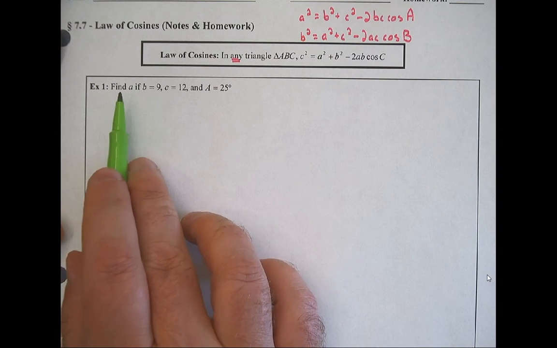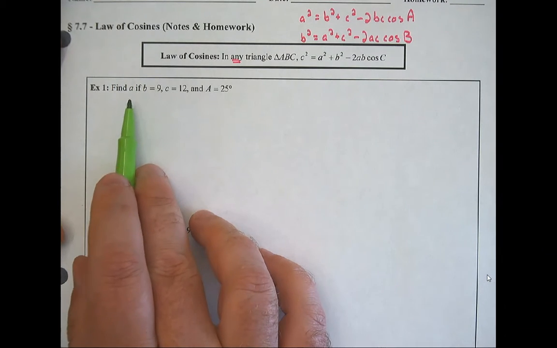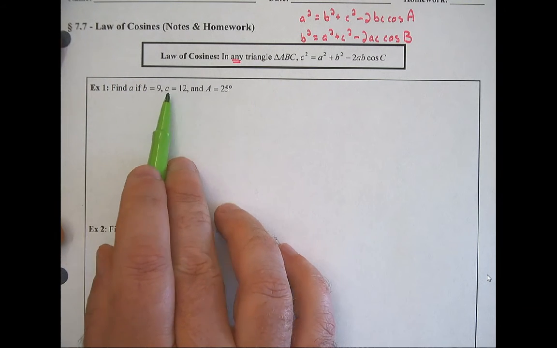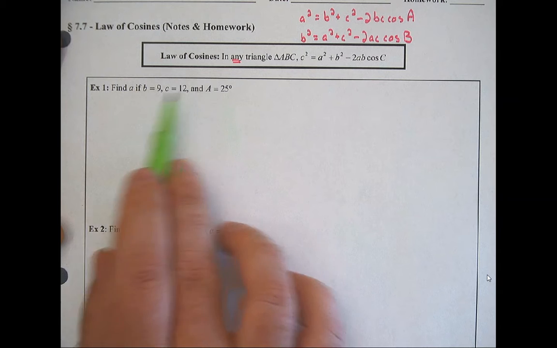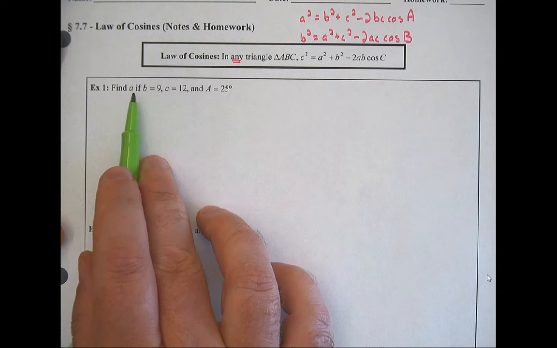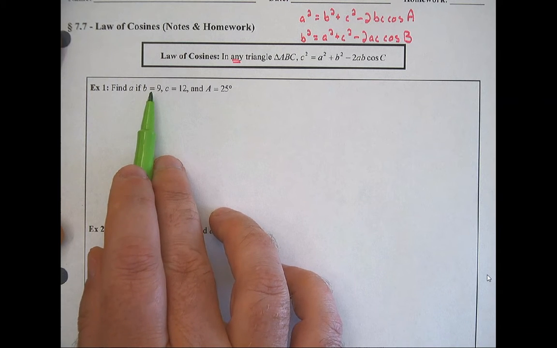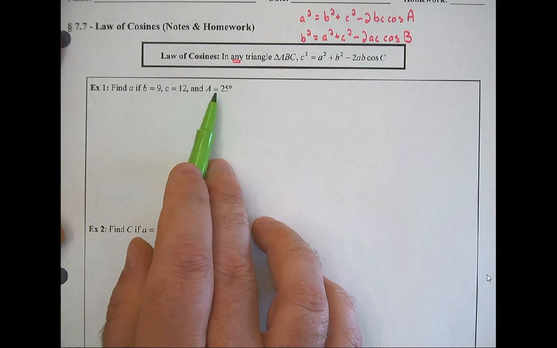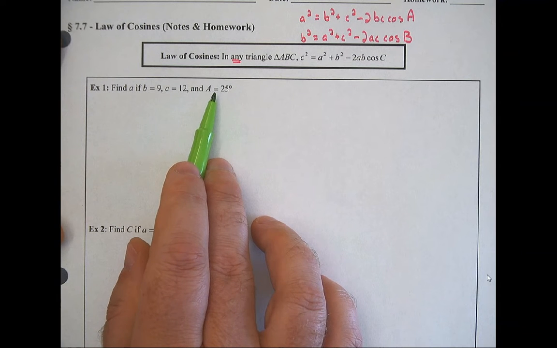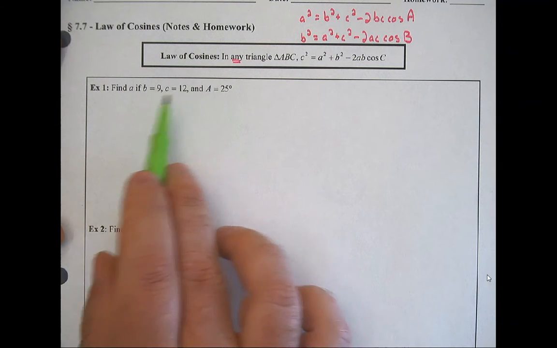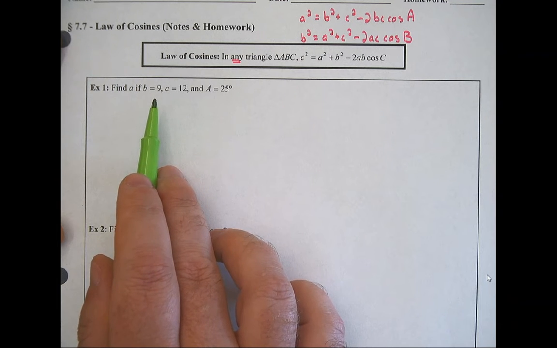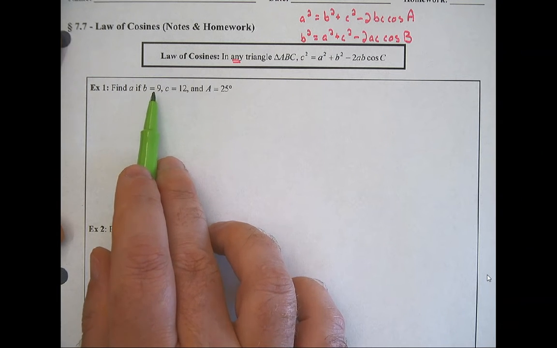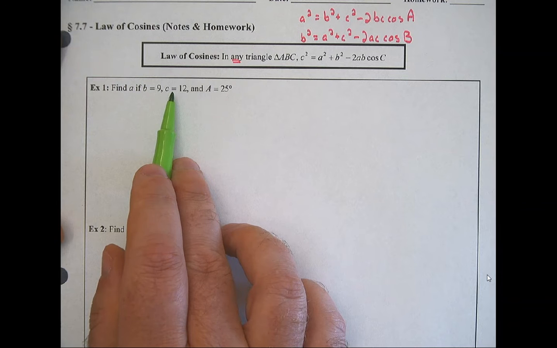You know you're going to use the law of cosines when you're dealing with three sides and only one angle. If I want to find little a, I only know little b and little c, and they gave me the angle across from it. I couldn't do this with the law of sines. It'd be impossible because I don't have big B or big C.